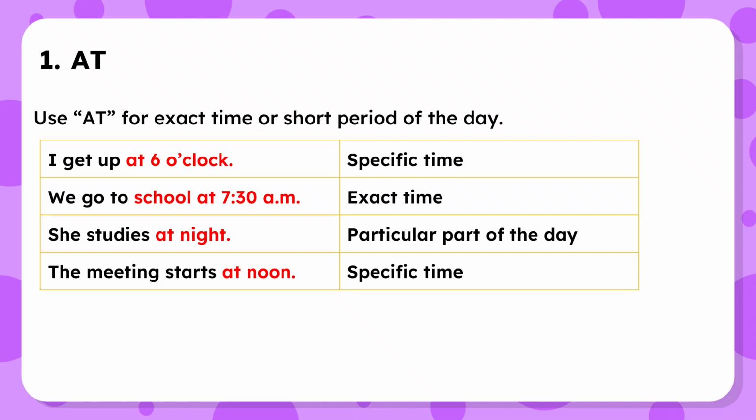We go to school at 7:30 a.m. The exact time, not before that, not after that. The exact time is 7:30. She studies at night, particular part of the day. Okay, at night, not in the morning, not in the afternoon, or not any other time, at night only. And the meeting starts at noon, specific time, at noon, not in the morning, not at night time or any other time, at noon.